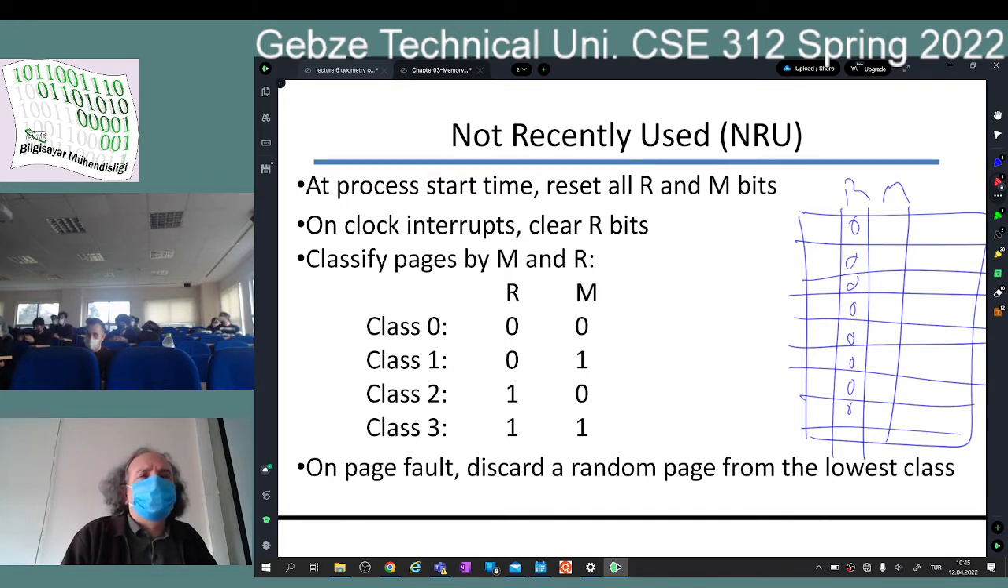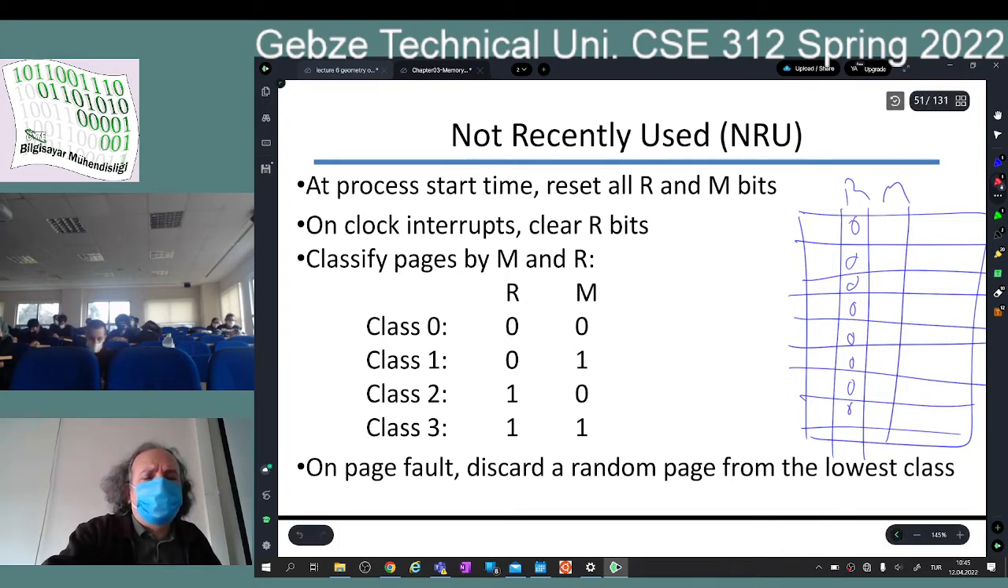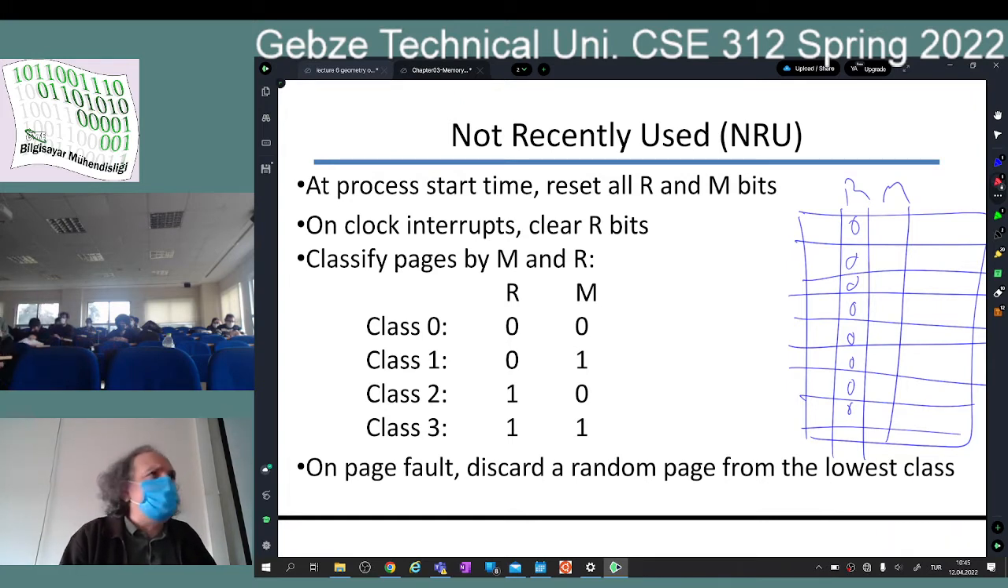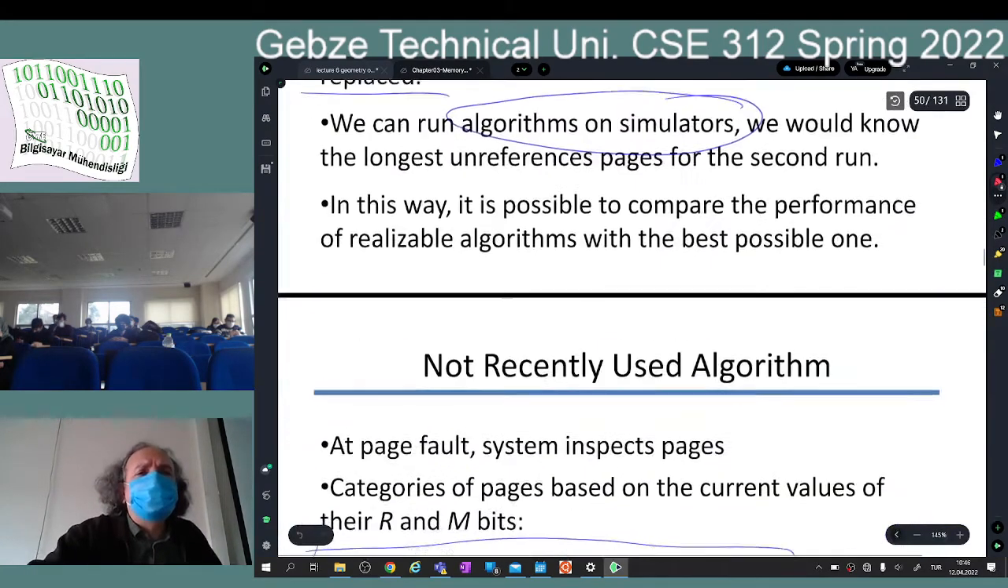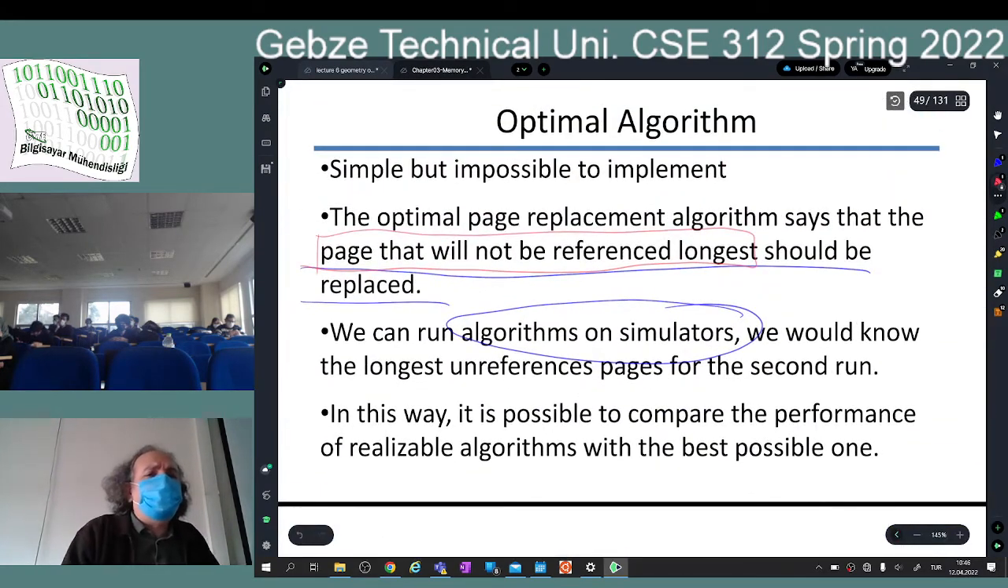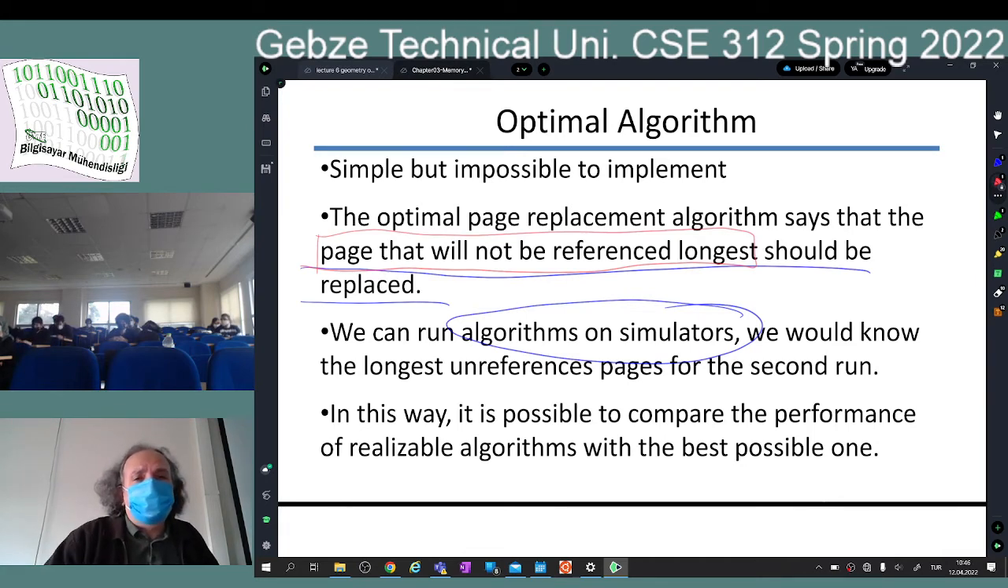Because for the last 30 milliseconds, nobody has modified this page and nobody has referenced this page. So it is a not recently used page. It is not a page that will not be referenced the longest, because I am not seeing into the future, right? I am just looking at the time between the last clock interrupt and this reference.